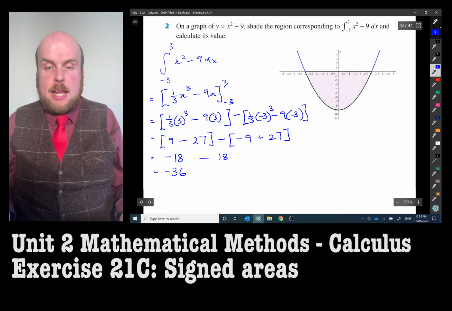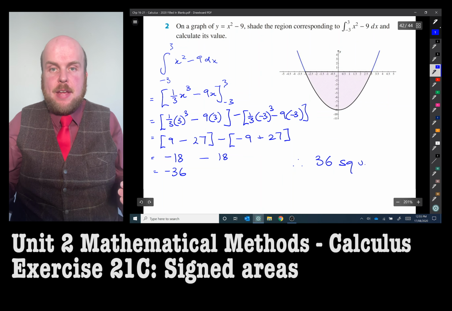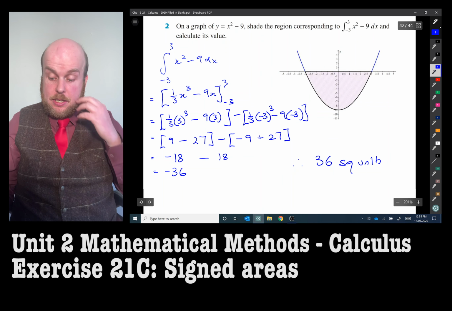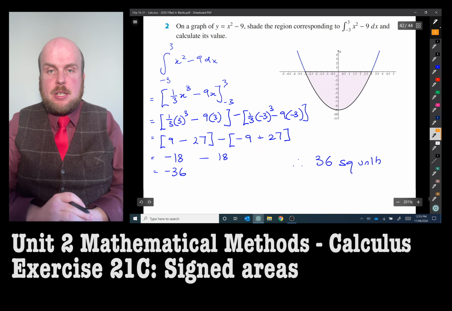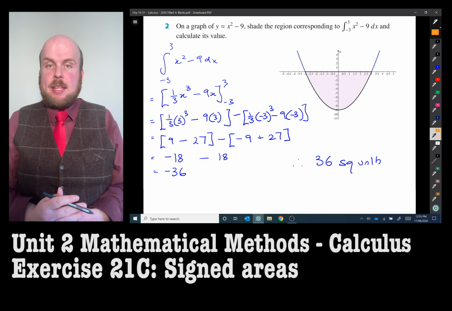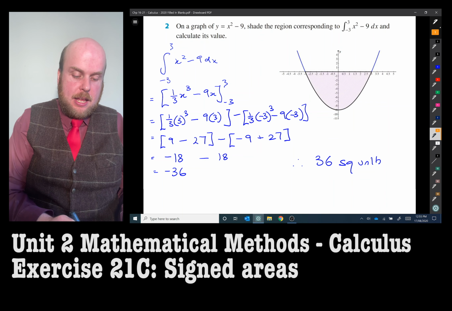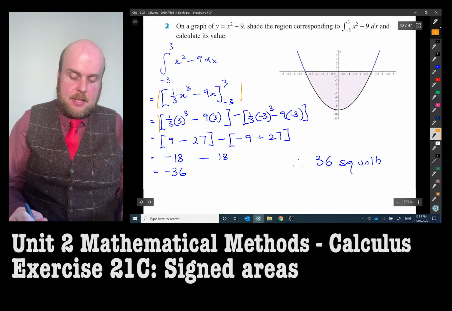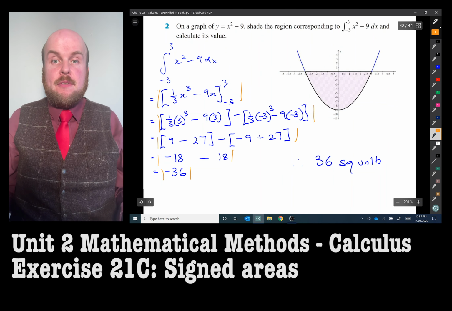So we have found the antiderivative, and therefore the area is going to be 36 square units because we cannot have a negative area. Sometimes when we're doing this working out, if we want to get straight to the positive answer, one of the things that we can do is put in absolute value lines. Absolute value lines look like these vertical lines here, and they indicate that whatever the final answer is, it should always be the positive answer.